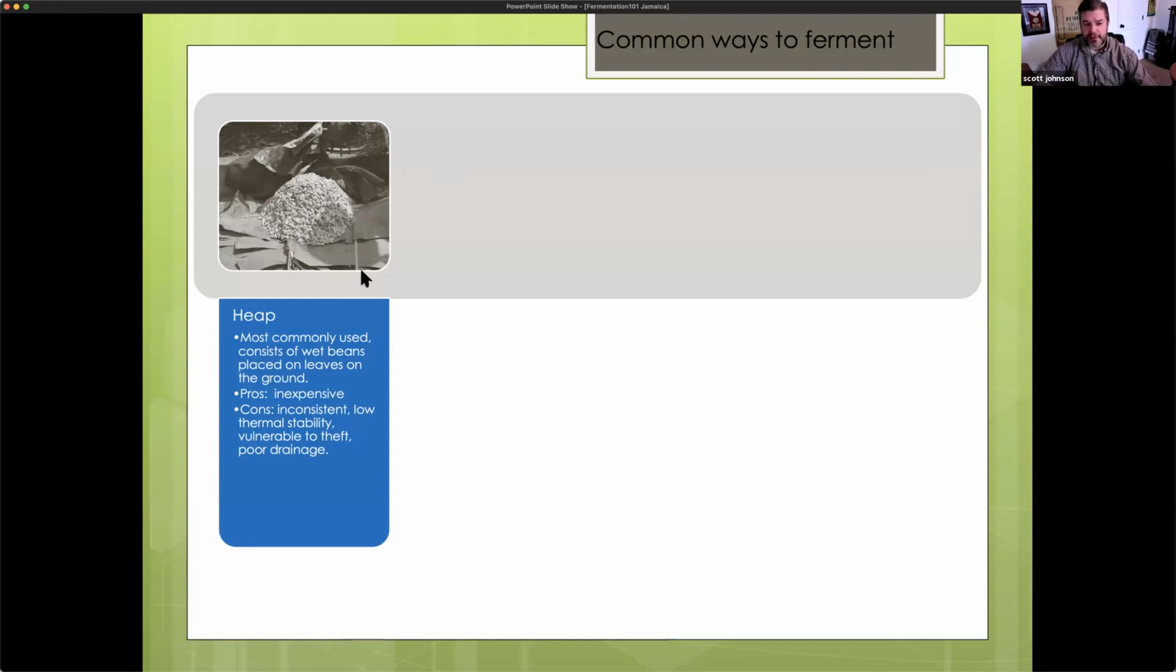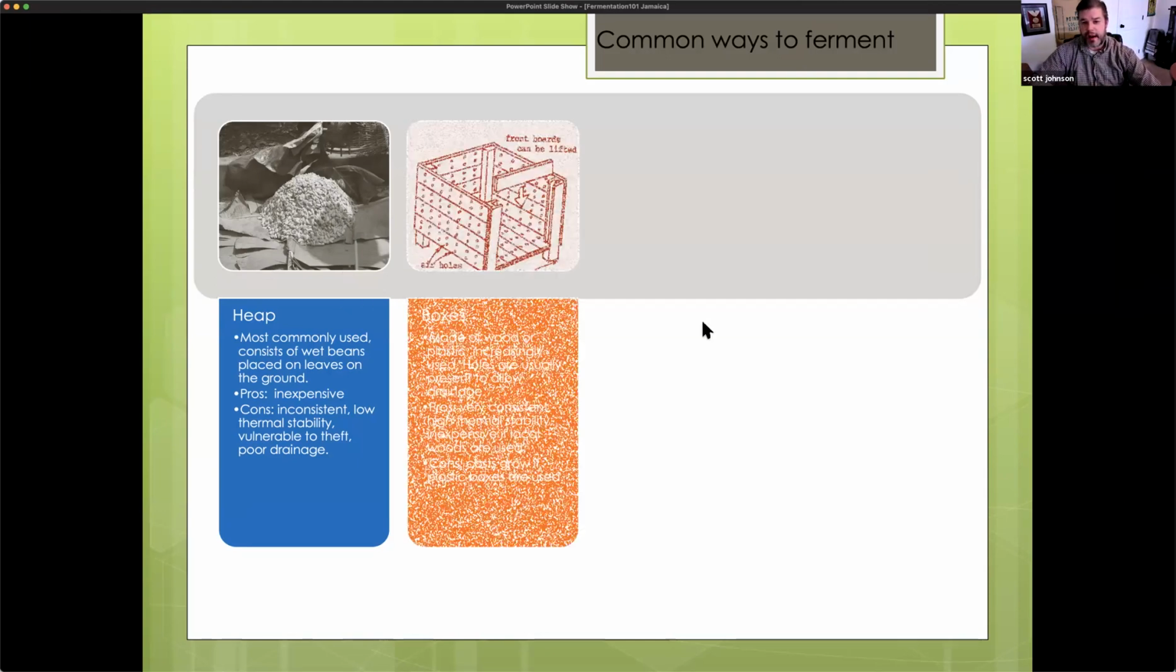This method is also very vulnerable to theft. You can imagine if you're in your plantation and there's maybe a dozen small piles scattered all throughout, it's very easy for somebody to walk up with a bag or a box and steal your beans and bring them back to their place. So I'm not a huge fan of that for a couple of reasons.